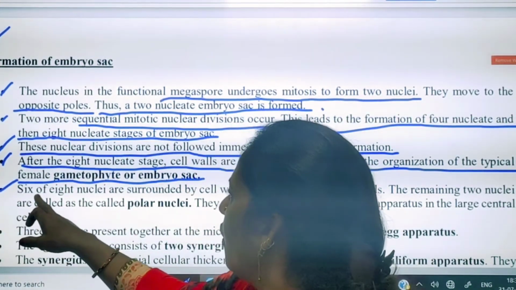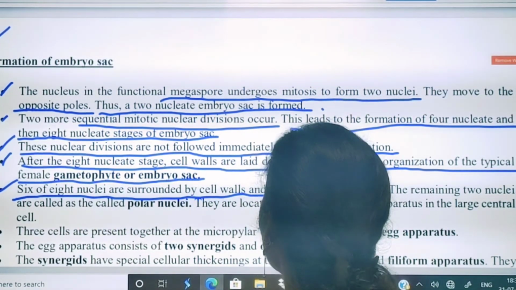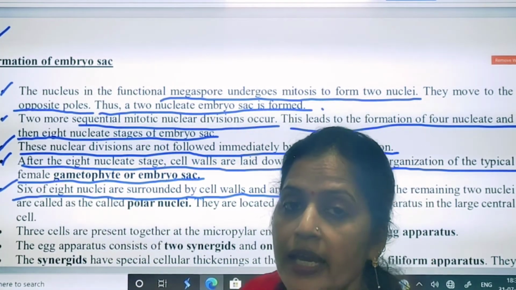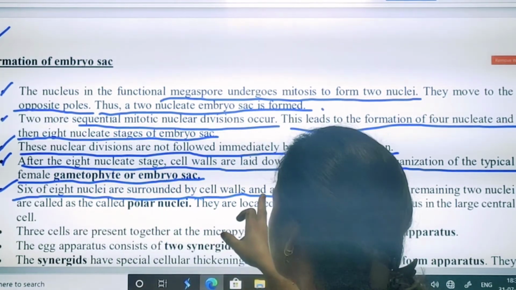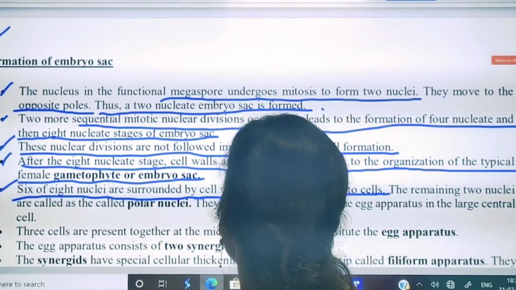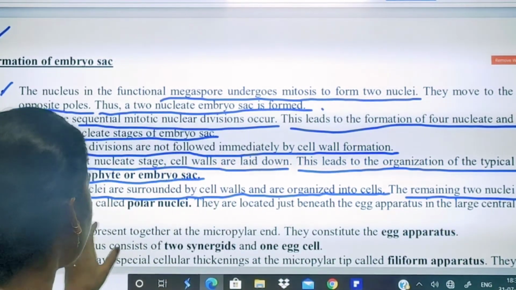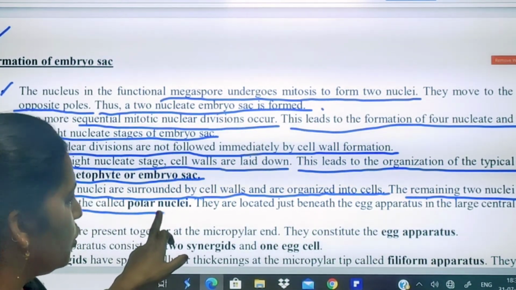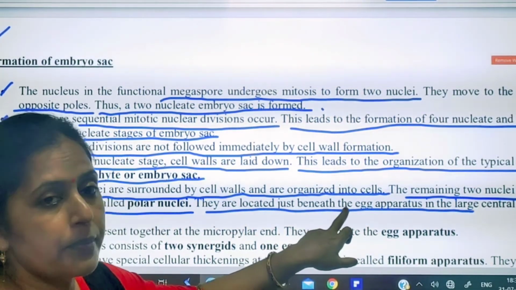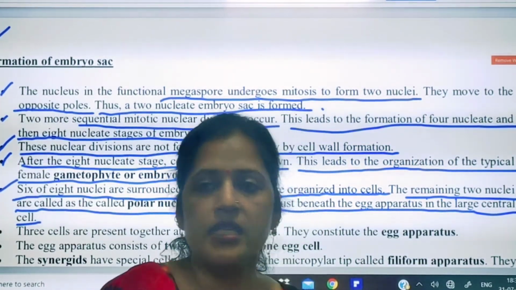Next, 6 of the 8 nuclei are surrounded by cell walls and are organized into cells. The remaining 2 nuclei are called the polar nuclei. They are located just beneath the egg apparatus, in the larger central cell.